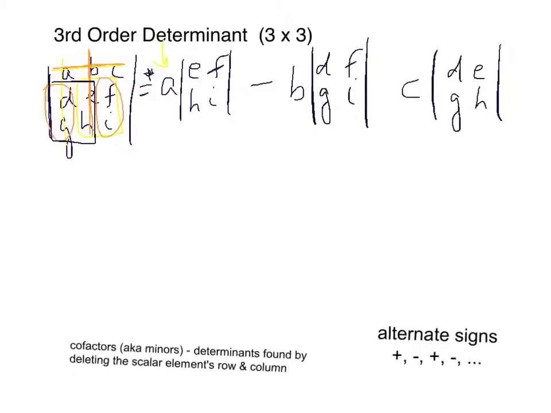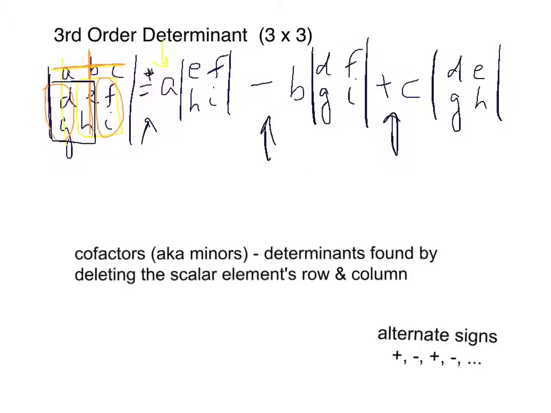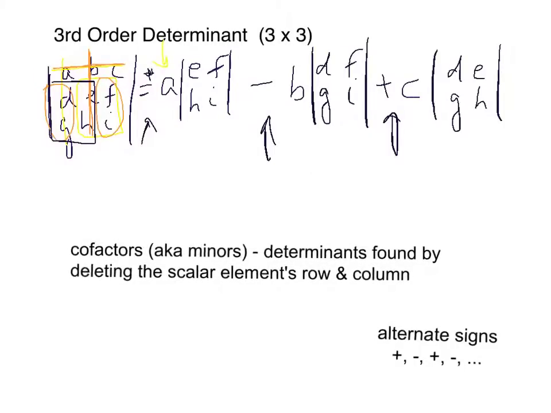And then you just keep switching them. It'll be positive, negative, positive. If you have more matrices, it would be another negative, then a positive, then a negative, then a positive. But it's positive whatever your A is, negative whatever your B is, and then positive whatever your C is. Okay? Now, what are these little determinants called? They are known as minors or cofactors. They're the determinants you find by deleting the scalar element's row and column. They're your smaller determinants. Okay?